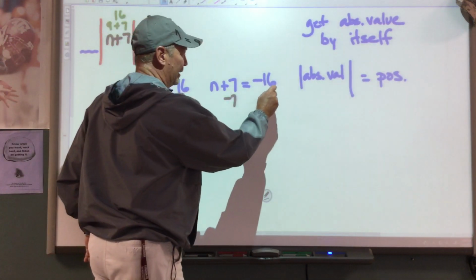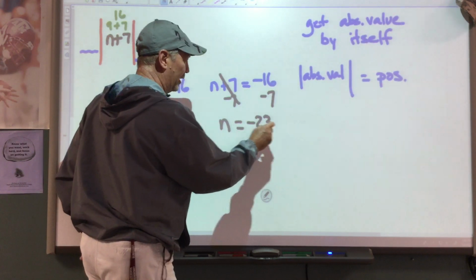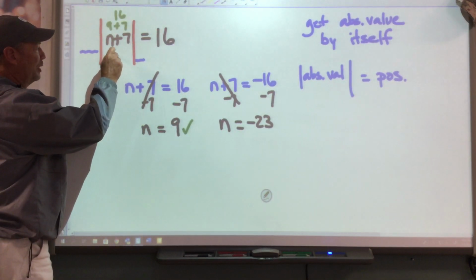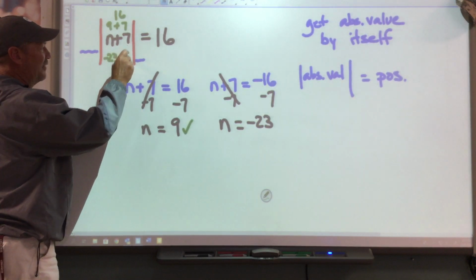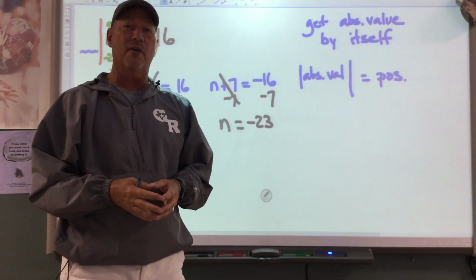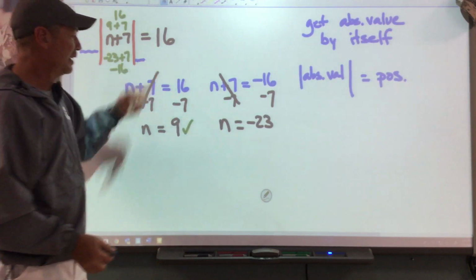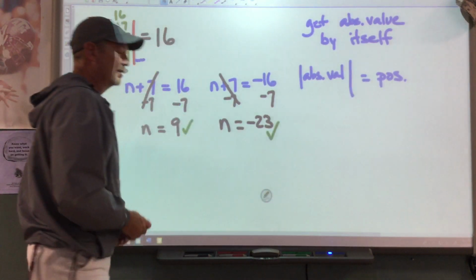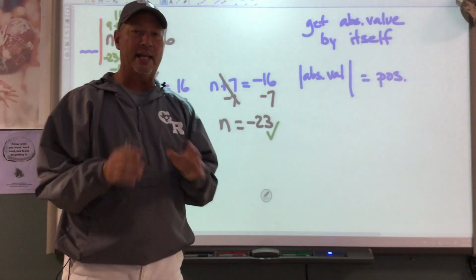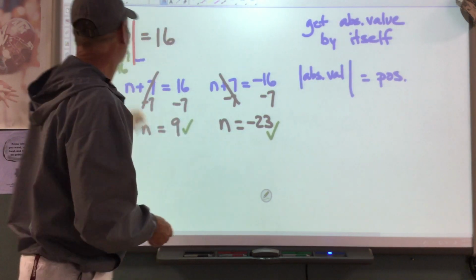Minus 7 minus 7. This cancels. N equals a negative 23. So we're going to substitute it in. We're going to say negative 23 plus 7. That equals a negative 16. What's the absolute value of a negative 16? Well, the absolute value of negative 16 is also 16. This checks. This is a good answer. They're both good answers. If somebody plugged in and it was not a true statement, you would have to cancel that answer. Okay? Let's try another problem.